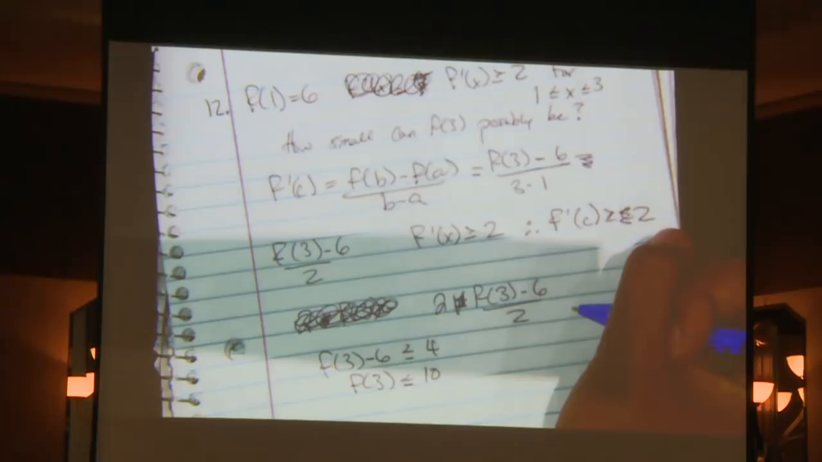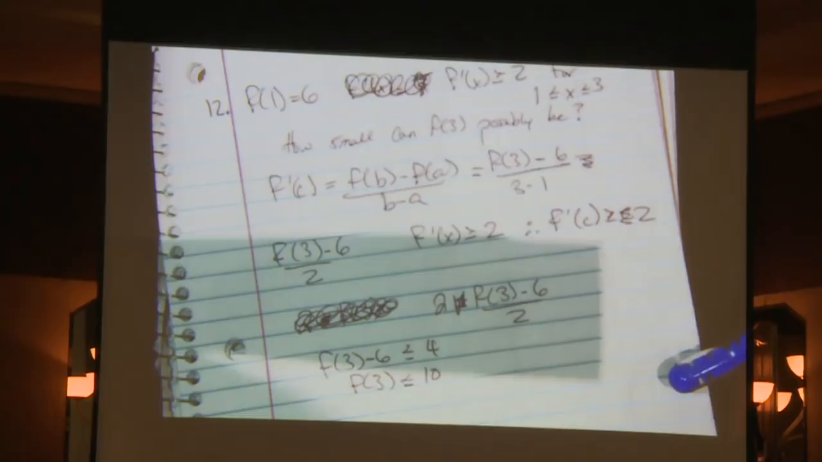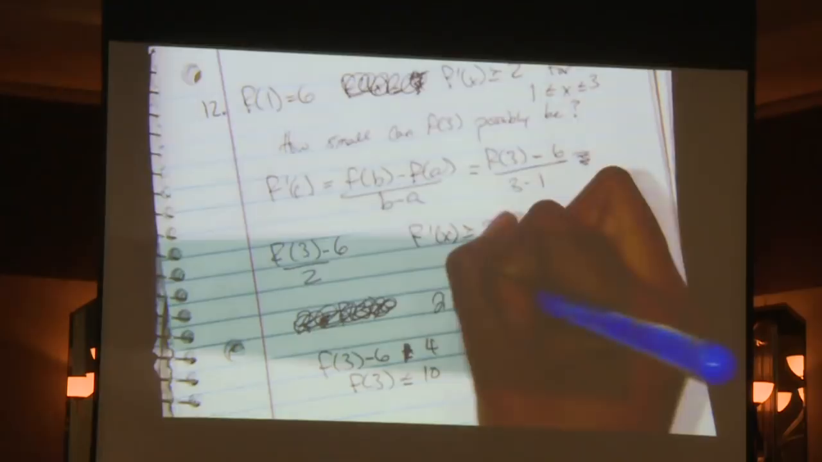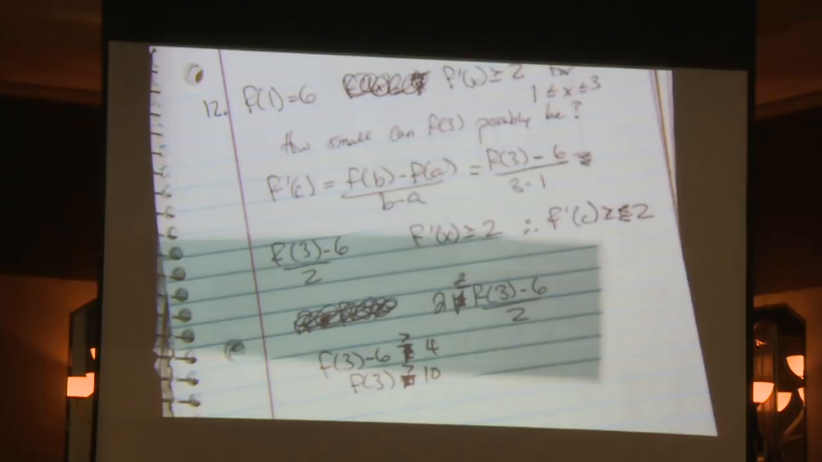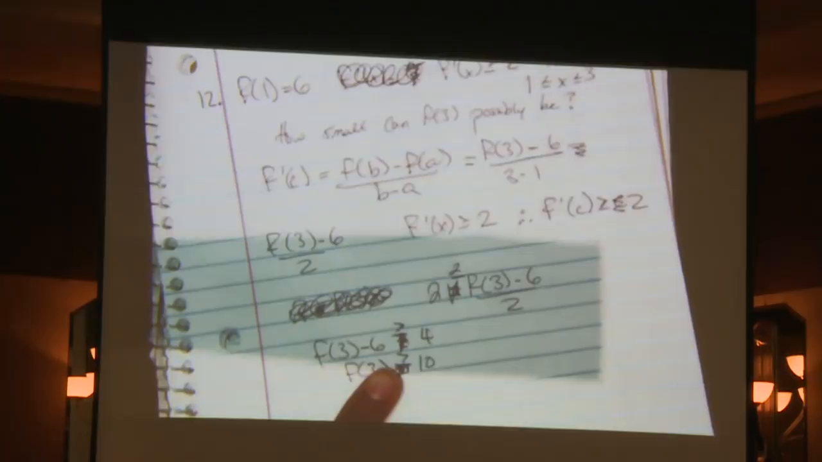Something's wrong with my sign. Give me just a second. Right here? Yes, okay, I knew I flipped this wrong somewhere. Thank you. Okay, so be careful with that. Easy mistakes, don't make those. So this is going to be my minimum value of f of 3 using my mean value theorem.